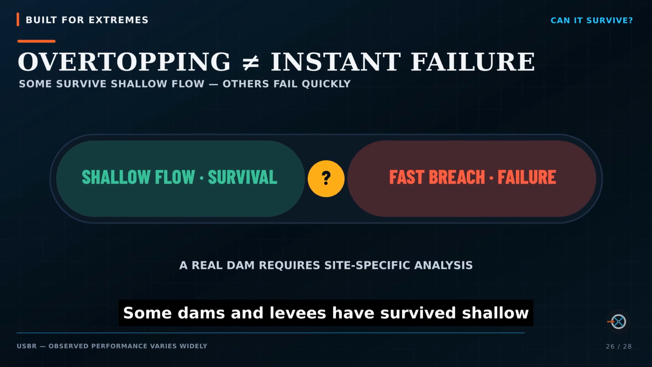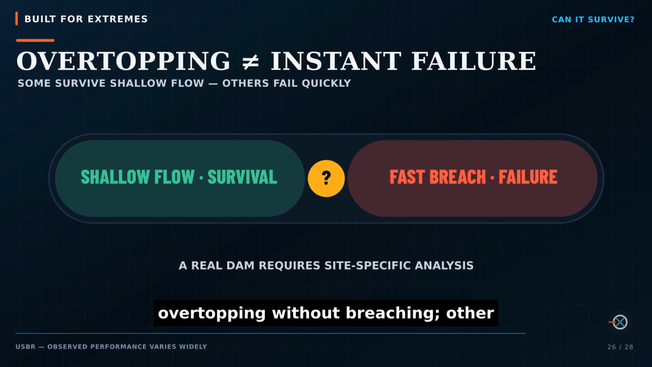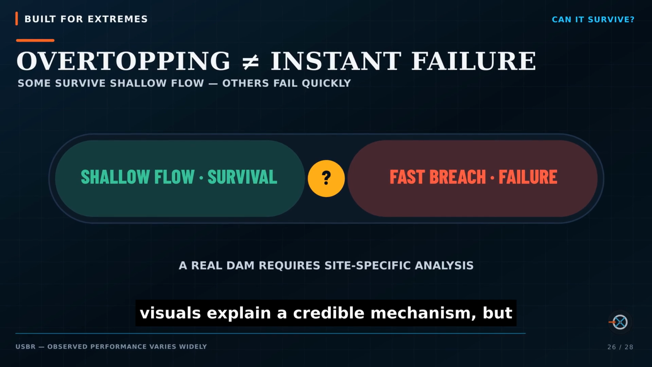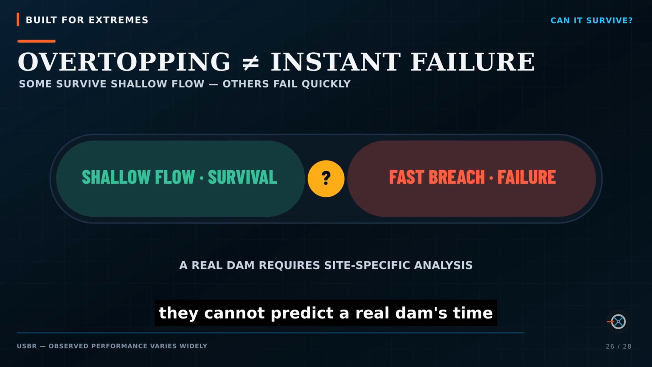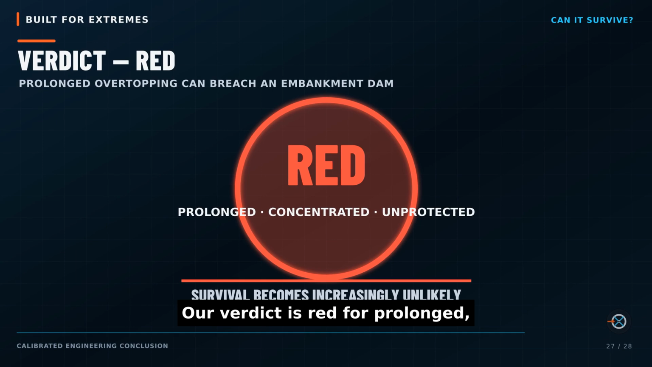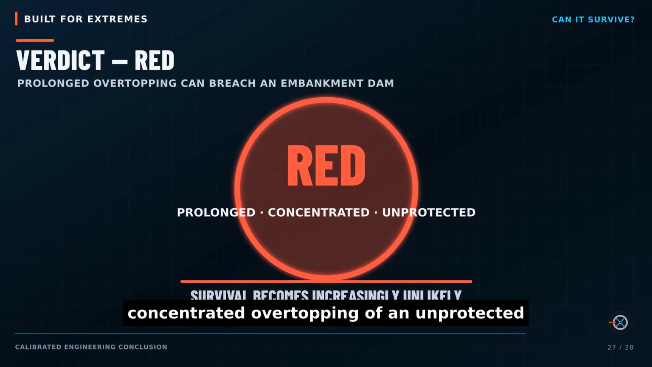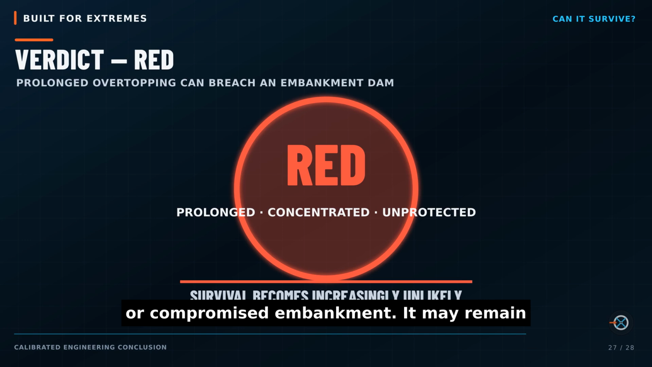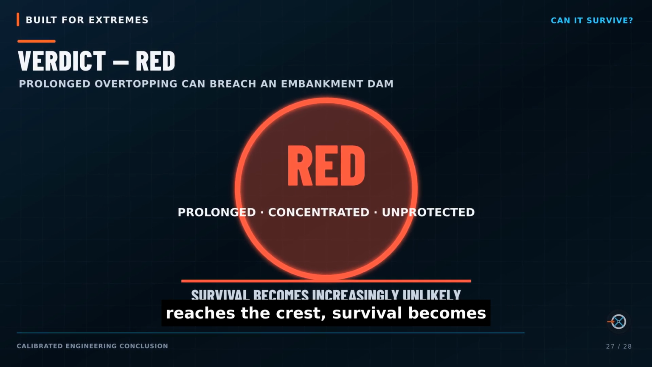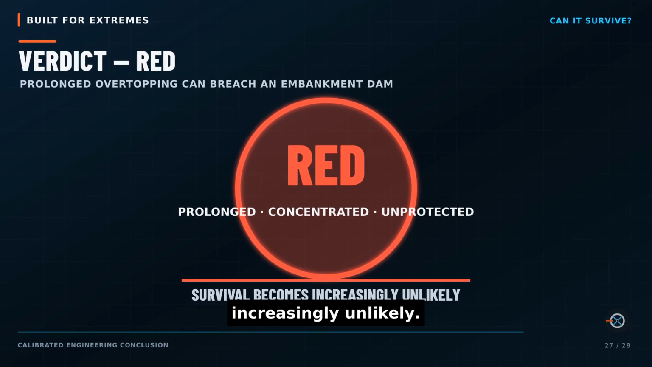Some dams and levees have survived shallow overtopping without breaching, other structures have failed quickly. These visuals explain a credible mechanism, but they cannot predict a real dam's time to failure. Our verdict is red for prolonged, concentrated overtopping of an unprotected or compromised embankment. It may remain standing at first, but once headcutting reaches the crest, survival becomes increasingly unlikely.